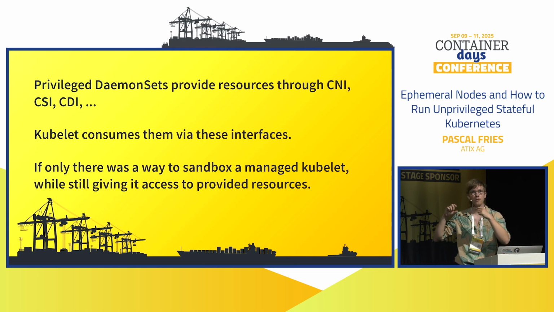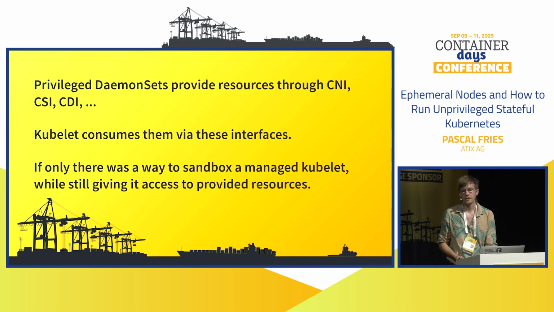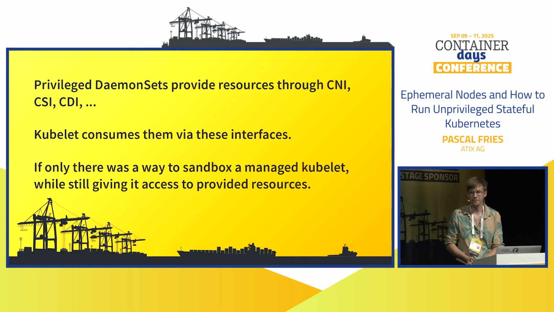So when I'm on the worker node, at some point I have a kubelet running there, and I have a provider of my resources in terms of a socket, maybe. If we're talking about CSI, that's a CSI sock, or a container network interface binary. Those are things that are just present on the node. Now, if only there was a way to sandbox that kubelet so that it doesn't see the daemon sets that are responsible for providing these things, yet forward the actual interfaces. So forward the socket, forward the binary into the kubelet.